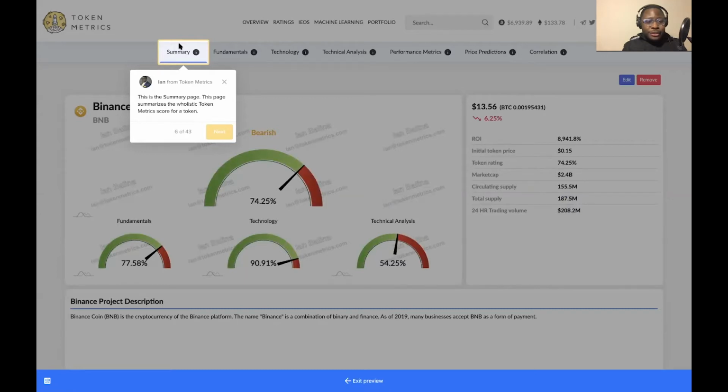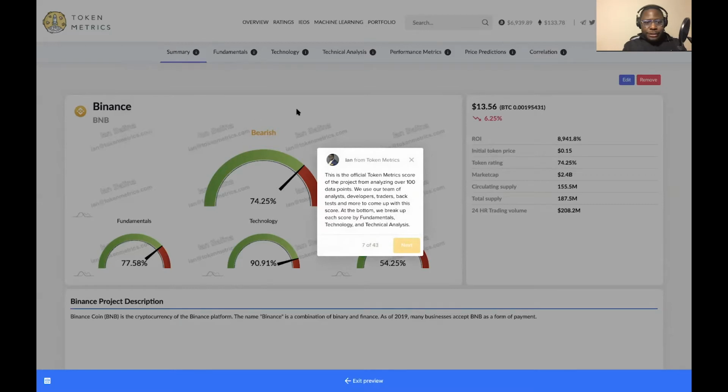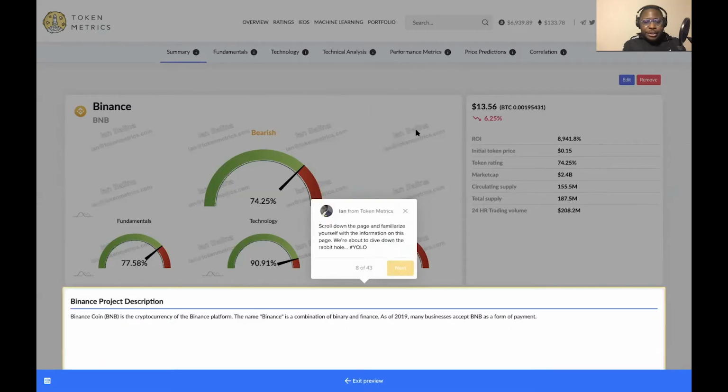This page summarizes the holistic Token Metrics score for a particular token. And this box here, this is the official Token Metrics score of the project from analyzing over 100 different data points. We use our team of analysts, developers, traders, backtests, and more to come up with this score. At the bottom, we break up each score by fundamentals, technology, and technical analysis. All right, let's scroll down the page and become familiar with the different information on this page.